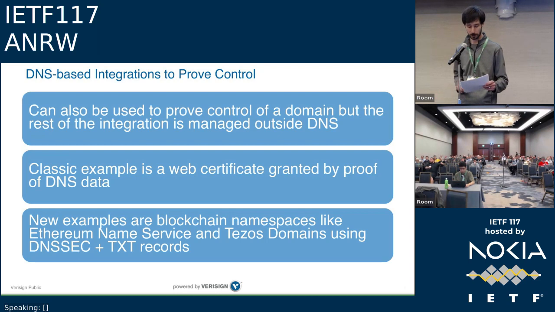A newer example of this comes from the blockchain namespace communities, such as the Ethereum Name Service and Tezos Domains, which are using DNSSEC data and TXT records stored in DNS to prove that a given DNS domain name should be imported and integrated into their given namespaces. Now, DNS is of course used to prove this initial integration, but once an integration is made, subsequent interactions will occur in that namespace's ecosystem instead of in the DNS.